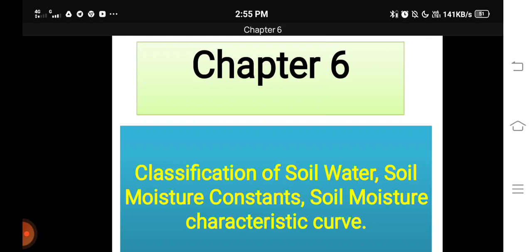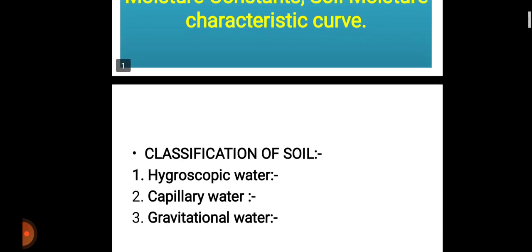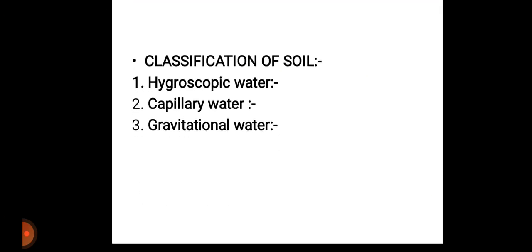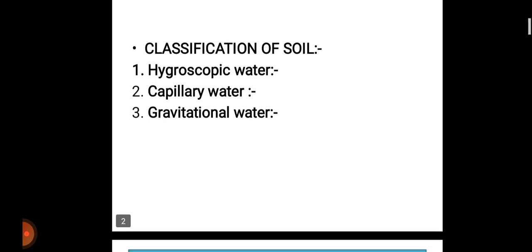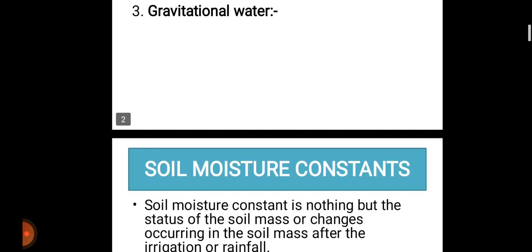Today we discuss chapter number 6: classification of soil water, soil moisture constants, and the soil moisture characteristic curve. Firstly, we discuss the classification of soil water. The first is the types of soil water: hygroscopic water, capillary water and gravitational water. These three are the major classifications of soil water.